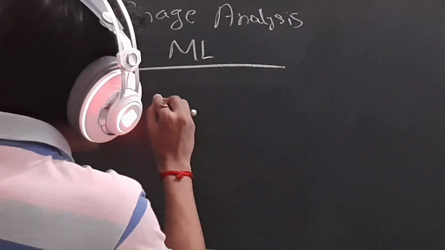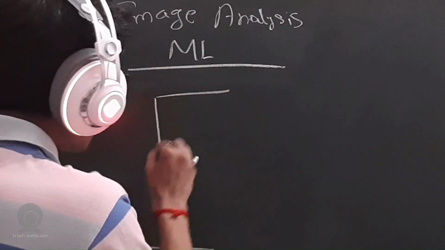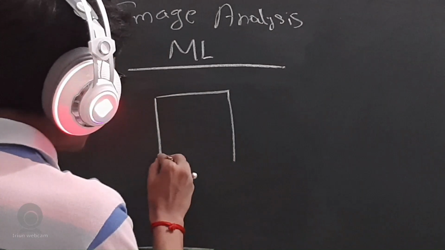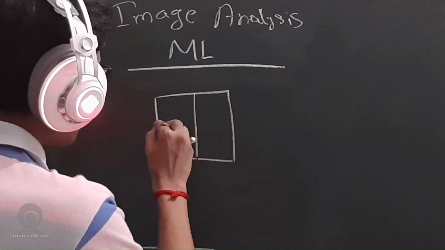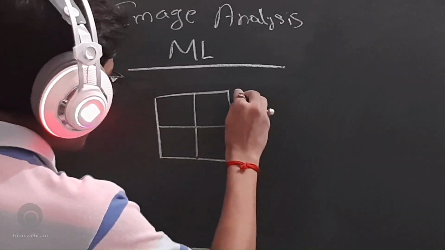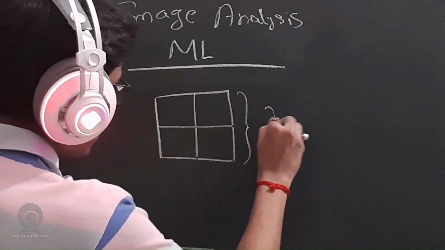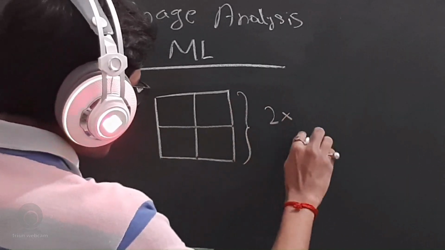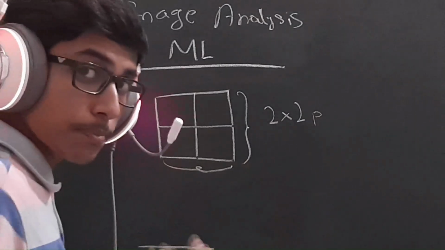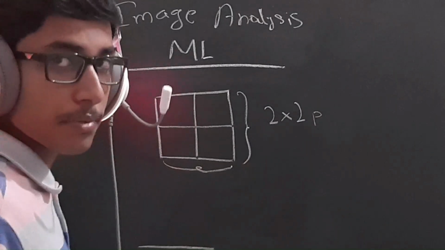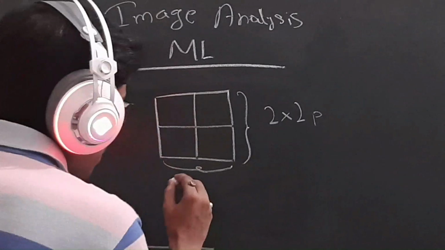So let me first take an image and we'll talk about the resolution of an image. See, we came across words like 4K images, 2K images, 8K images, right? But what explains 4K images and 2K images? Like what do 4K and 2K mean?